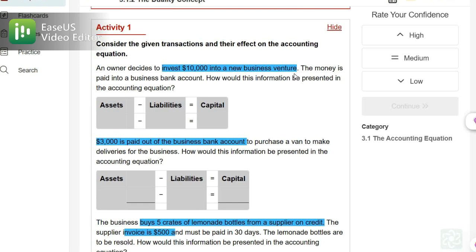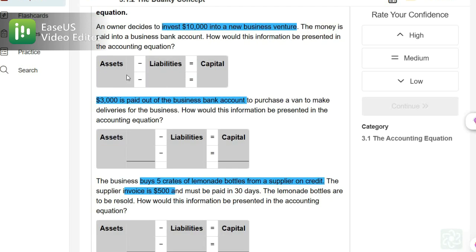Okay, so this means that the owner invests 10,000. It means that the asset is increased by 10,000, right? And this amount is paid into your bank account, so your bank account will now have a balance of 10,000. Liability is 0, because you have not purchased anything on credit, and definitely this is an introduction. This was introduced by the owner, so your capital will also be 10,000. Okay, so this is the first transaction.